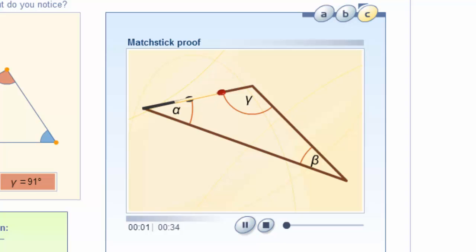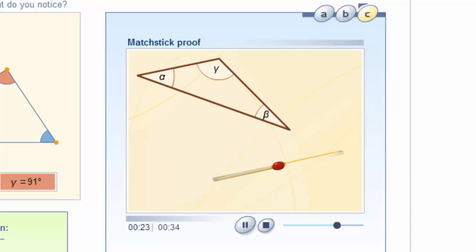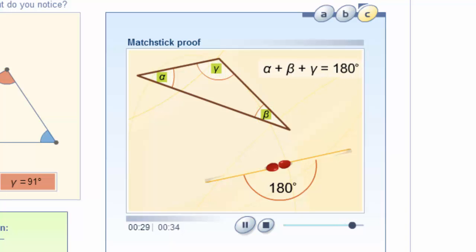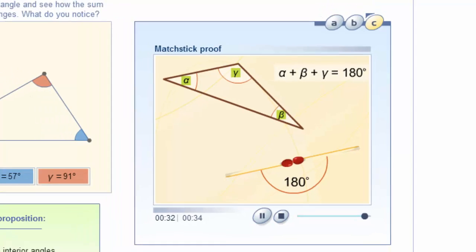We move the match along one side of the triangle. We rotate it by the angle gamma. Now, we move the match along the other side of the triangle. We rotate it by the angle beta. And then we do the same until the match reaches its initial position. The match rotated by an angle of 180 degrees, so the sum of the interior angles of a triangle is 180 degrees.